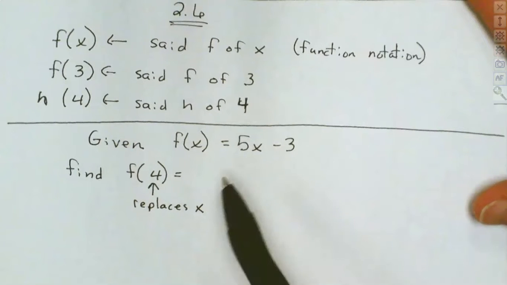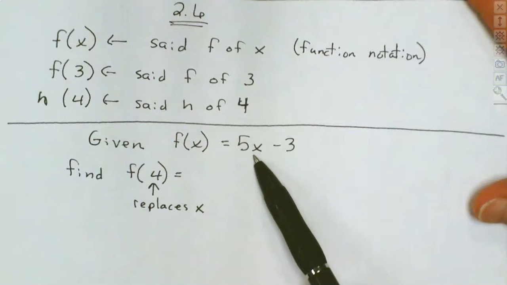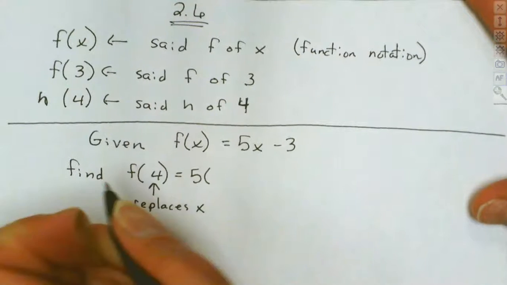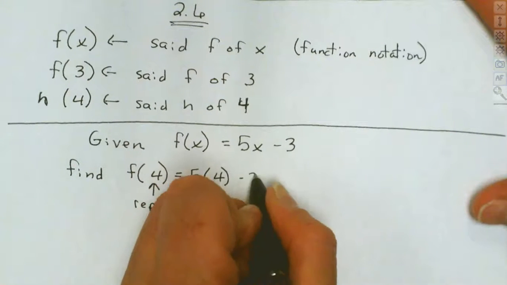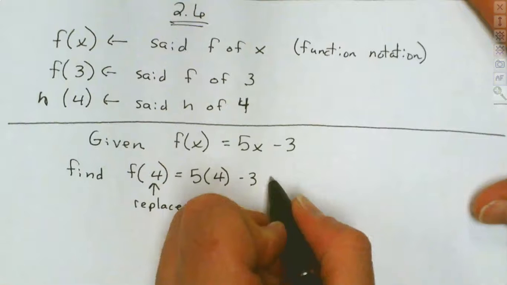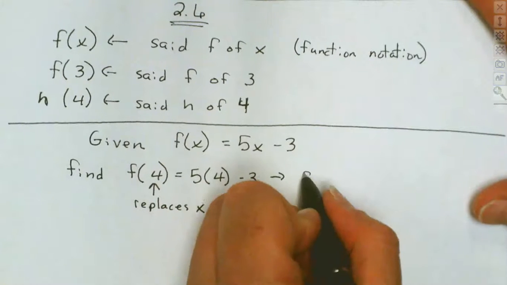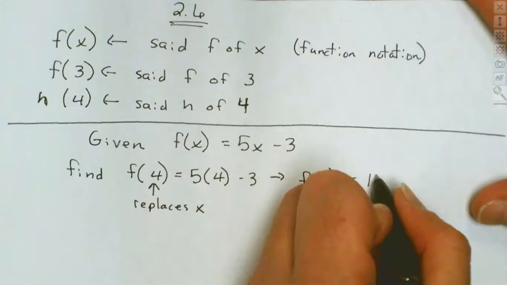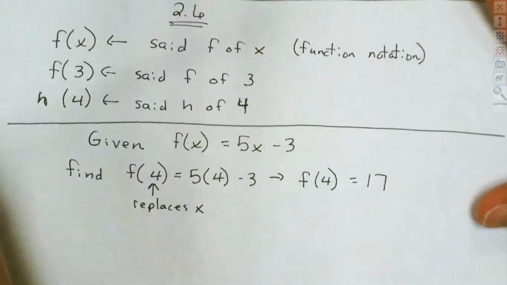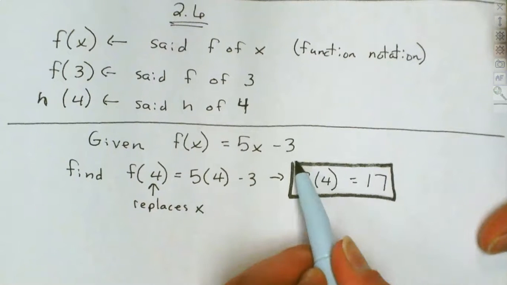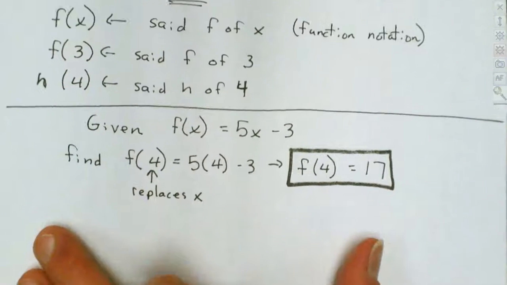If I take my original function up here and I replace that x with a 4, well, that would be 5 times 4 minus 3. And 5 times 4 is a 20, and 20 minus 3 is a 17. So in this case, f of 4 would be what? Would simply be 17. You just plug in that value for x. Whatever you got, you just plug it in. That's it.